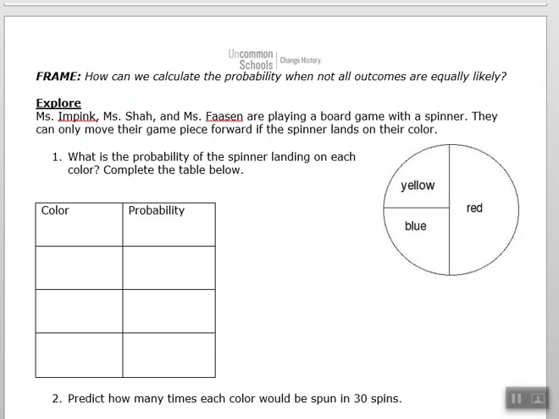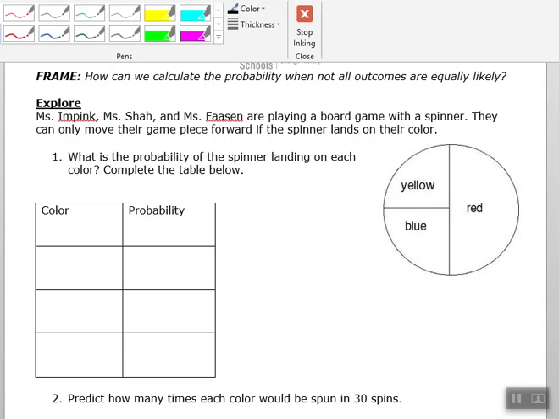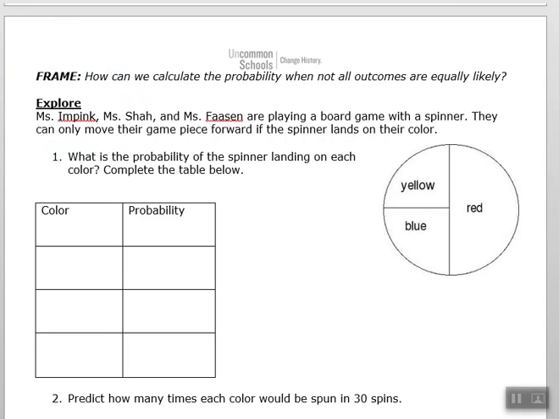All right, guys, I am back. We are going to talk about what we're going to do tomorrow, and that is a non-uniform probability model. And so we'll take a look at the frame. How can we calculate the probability when not all outcomes are equally likely? So we've been talking about things like our 6-sided die where it's 1 through 6, everything is equally likely. We've been looking at spinners where you have 1 through 5 and each slice of the spinner is the same size. That's not always the case. So let's take a look at our Explore here to help us out.